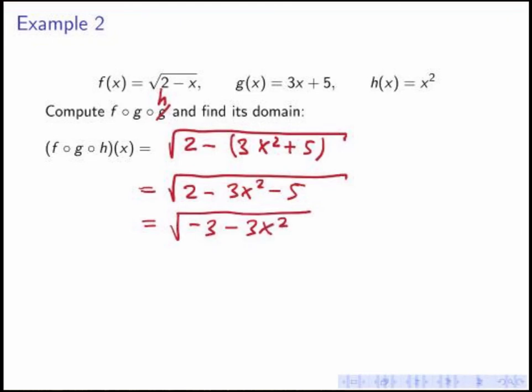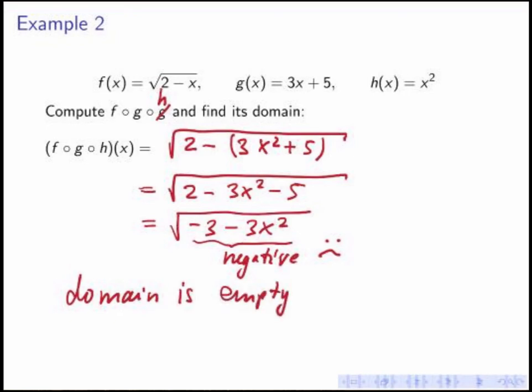Oh, now we notice something very interesting. So minus 3 is always negative, of course, and x squared is a positive number, so minus 3x squared is negative. So the whole thing inside the square root is always negative. And this is a problem, because for negative numbers we can't take the square root. So the domain of this function here is what? Is empty. There's no value x which I can substitute into this function. So in other words, I could say the function is not well defined.